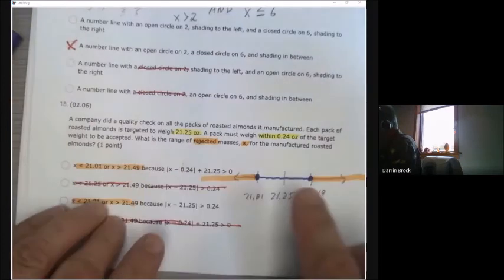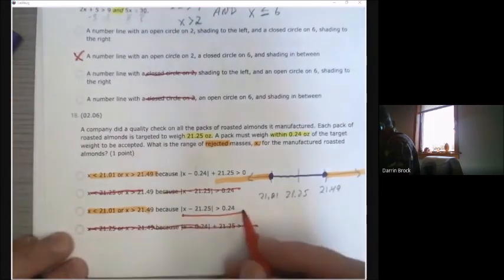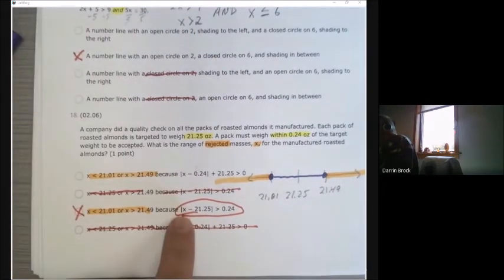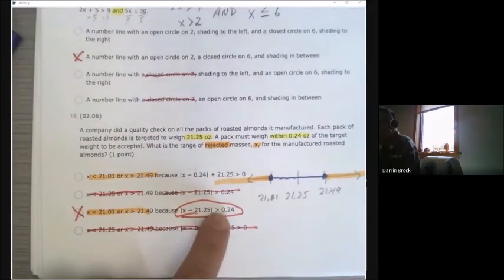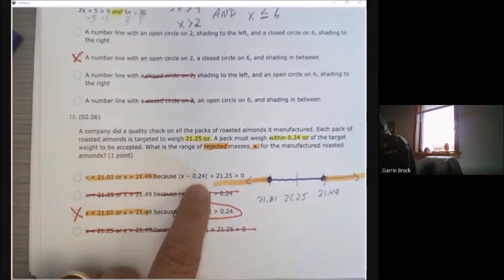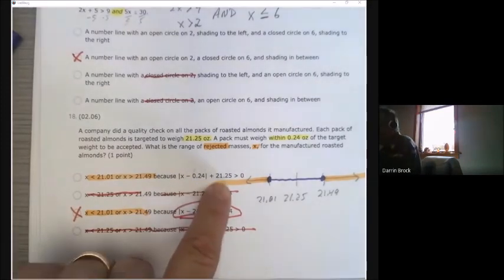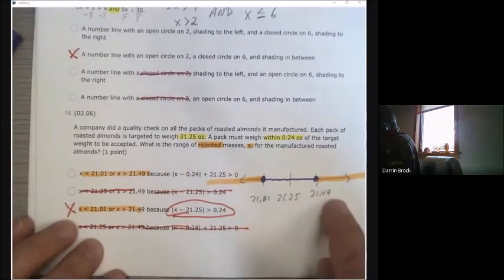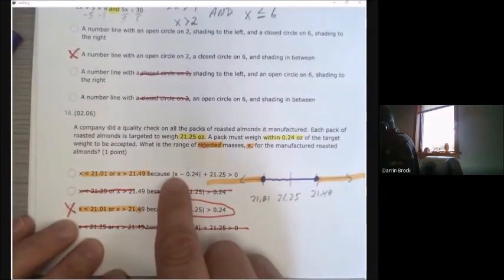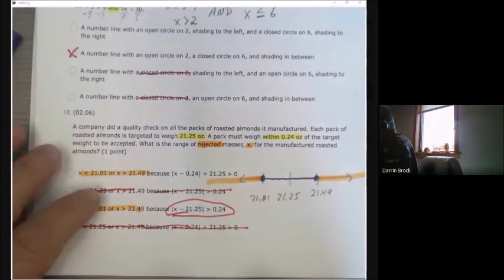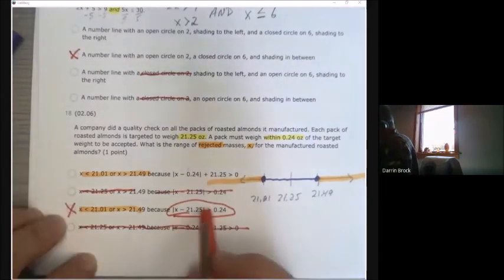That means it's rejected. So this is the one I like right here, because it says if I take what this package weighs and I subtract what it's supposed to weigh, if it's larger than 0.24, that means either too light or too heavy. It's outside what's allowable. This one, we're taking the weight, subtracting the variance, and then adding the weight of what it's supposed to be. So you're going to have really big numbers sometimes. If it weighed 22, and we take 22 and subtract 0.24 and then add 21, we're talking about a 43. And you see, it doesn't make any sense. So this one right here.